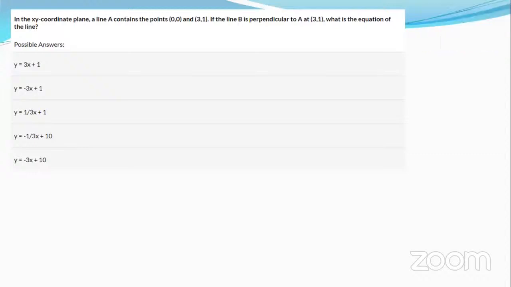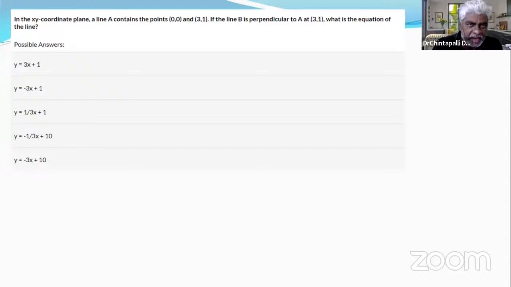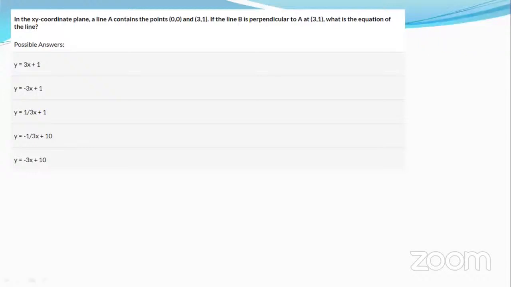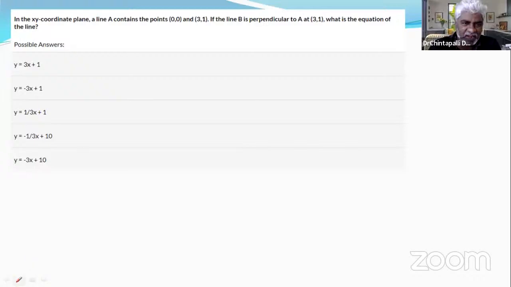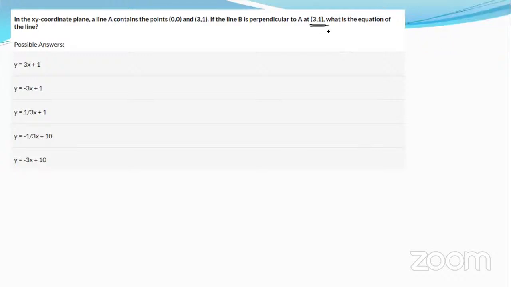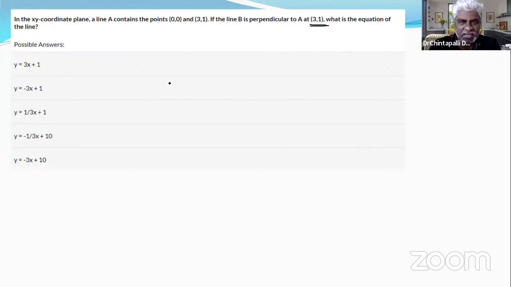In the xy coordinate plane, a line A contains the points (0, 0) and (3, 1). If the line B is perpendicular to A at (3, 1), what is the equation of the line? You can answer this question. The required line is passing through the point (3, 1). See, it is (0, 0). The line A contains, see, actually lines are denoted by small letters, but here capital A is used to denote a line, not to denote points.